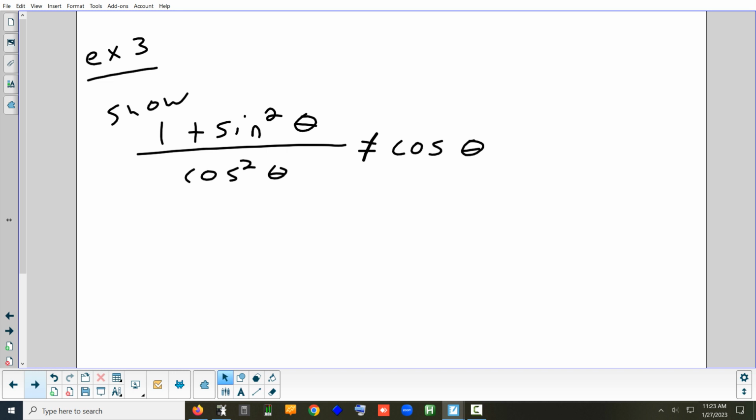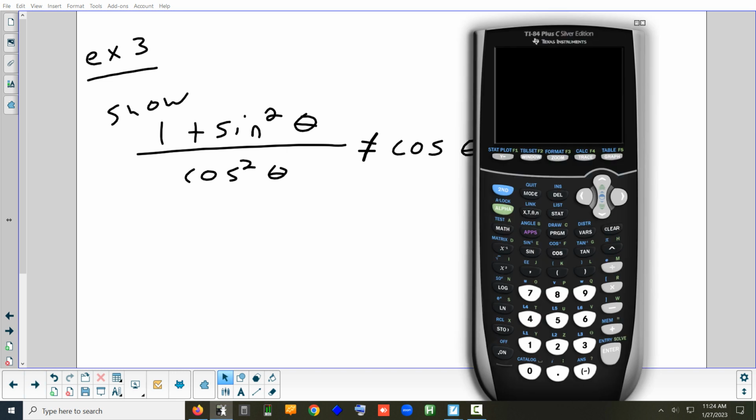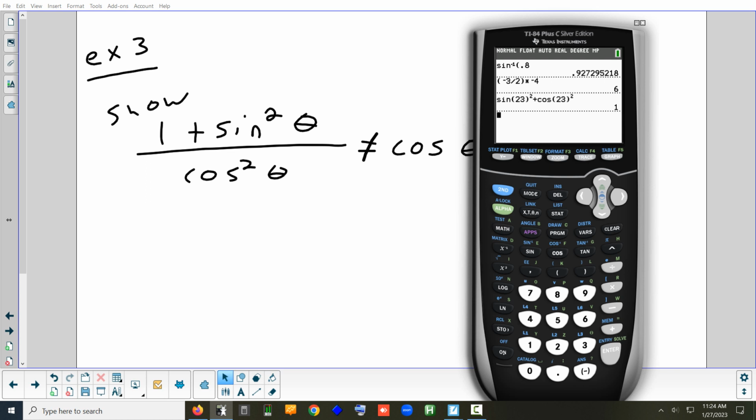Yes, find a counterexample. When you're trying to prove that something is not true, all you have to do is find a counterexample. Because if you can find one place where this doesn't work, then you've proven that what's on the left does not equal what's on the right. Now, when you do a counterexample, you want to pick a value that doesn't seem to be special. So I would not pick 0. I wouldn't pick 90 or 180 or 270. I would plug in one of those nice angles. Because you can see, if you graph this.